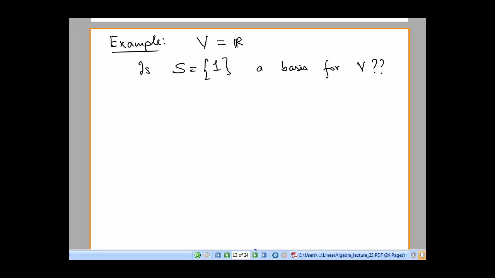So V is the space, just the real line. Right? So following the definition, if it's just a real line, then the vector 1 forms a vector in it. So S is the set containing 1. Is this a basis for V? Is this linearly independent? Is the linear span of S equal to the whole of R? Is that true?